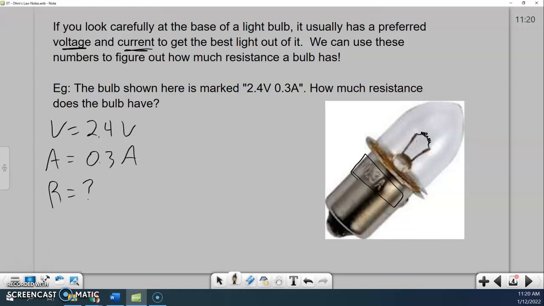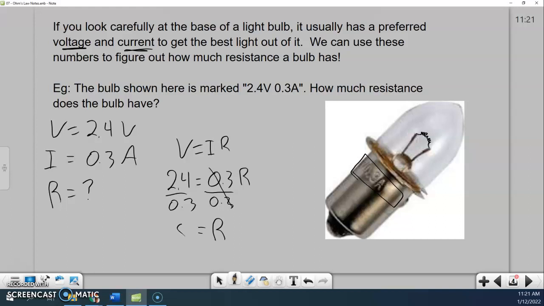V equals IR. I know my voltage is 2.4. I know my current is 0.3. Divide both sides by 0.3. So once again, your 0.3s will cancel out. You grab your calculator, you do 2.4 divided by 0.3. And you know that that bulb has 8 ohms of resistance. Awesome. Fancy.